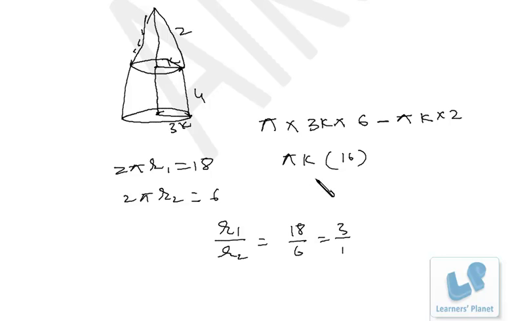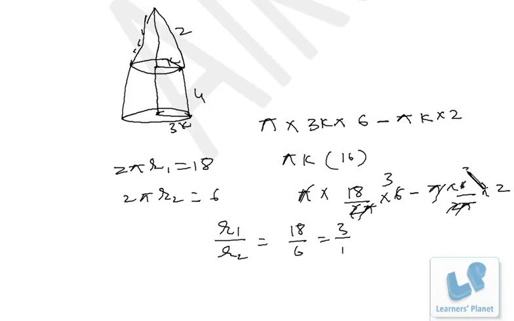Or precisely what we can do is, instead of this radius, we can put the value of r1, that is 18 by 2 pi, and this is 6 by 2 pi, into 2. Okay. So that is 54 minus 6, 48 units. Whatever, if it is centimeter, then it is centimeter square.